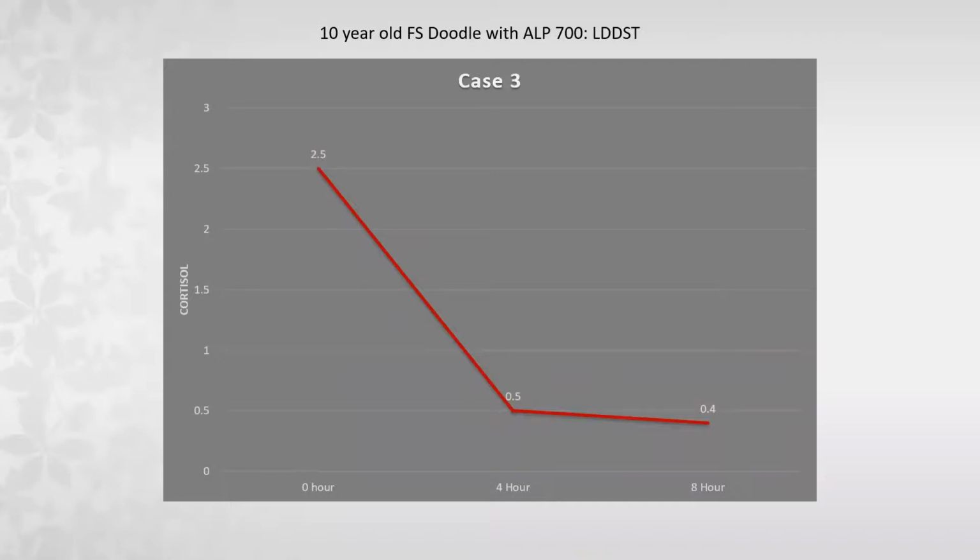Case 3, we've got a 10-year-old female spayed doodle, because now we're seeing old doodles, with an alk phos of 700, and a low-dose DEX suppression test is what we decide to do. We start out with a baseline of 2.5. At 4 hours, we have 0.5, so that's suppression, more than 50% down from baseline. And at 8 hours, we have 0.4. So this animal suppressed. This animal does not have Cushing's disease, at least not supported by this test.